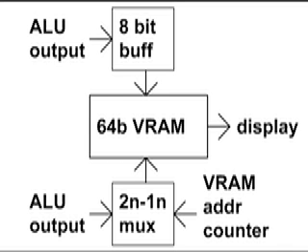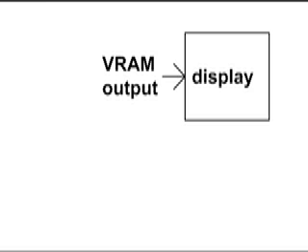A 2-nibble to 1-nibble mux determines which address to feed into the VRAM. When writing data into the VRAM, the mux selects the ALU output. Otherwise, it selects the VRAM address counter. The LED display accepts 1 byte to select a row, and a 2nd byte to determine the data to display in that row. The output of the VRAM determines the data to display in the selected row.